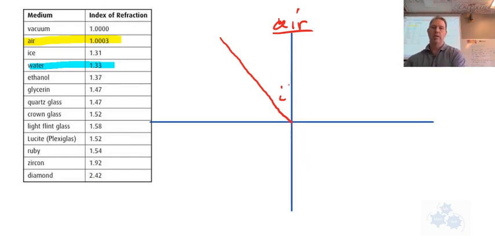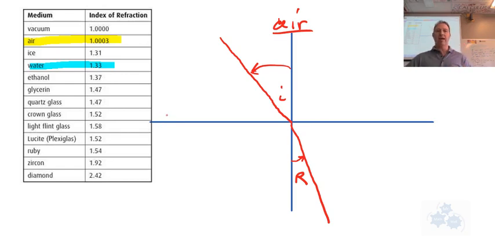Bad line there. It's going to bend towards the normal, and the angle of refraction is going to be slightly smaller. Okay, so I is going to be this big, and R, okay, is going to be smaller. Okay, so that's the first thing you want to make sure you understand.